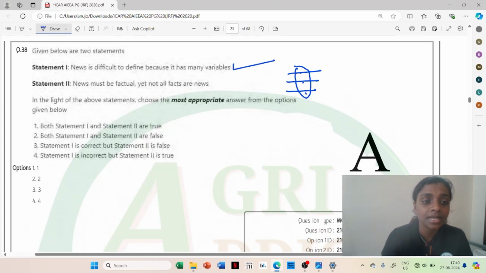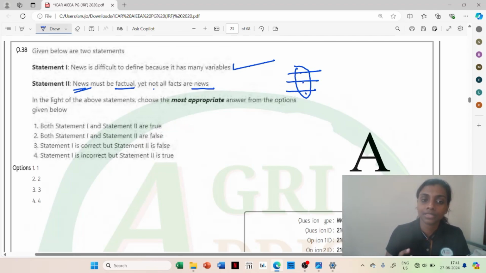Second statement says news must be factual, yet not all facts are news. That is a correct statement because you cannot make up anything as news, like any fiction or imaginary things. For news, it should be factual. That is a basic thing. But not all facts are news.